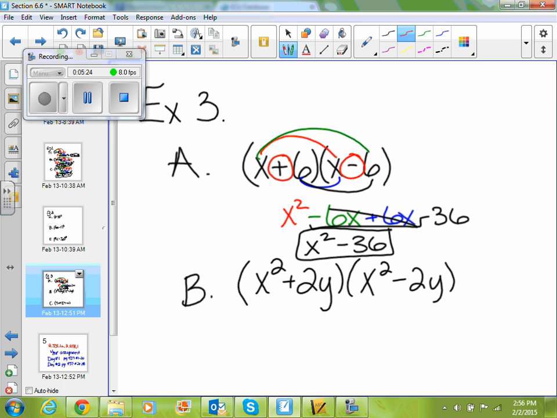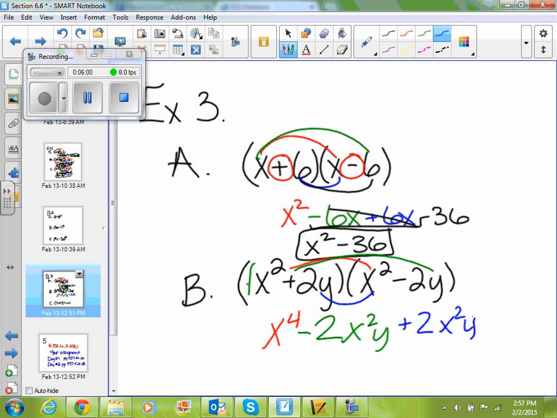Okay, so let's do one more. So first times first, so x squared times x squared. Okay, then outside times outside, so x squared times minus 2y. 1 times negative 2 is negative 2, then I have an x squared, and I have a y. So minus 2x squared y. Okay, then inside times inside, so 2y times x squared is 2x squared y.